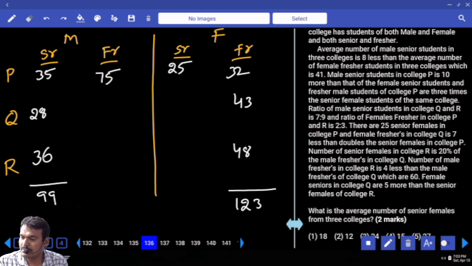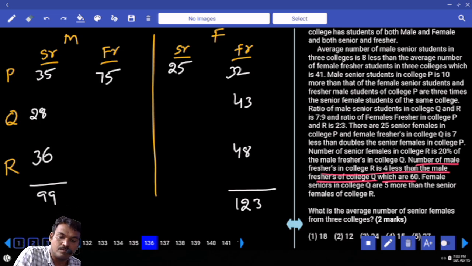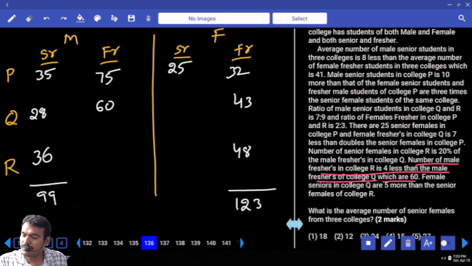Okay. Next. Number of senior females in college R is 20% of male freshers in college Q. Male freshers in college Q, any data? No. Number of male freshers in college R is 4 less than which one? Male freshers in college Q, which are how much? 60. Male freshers in college Q, 60 members. Compared to this one, 4 less or 4 more? 4 less means 56. That 56 is male freshers in college R.